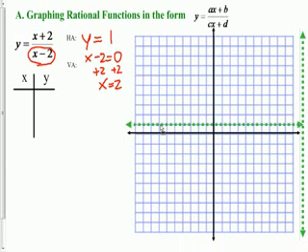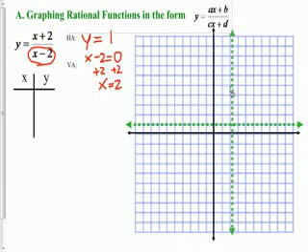Let's go ahead and set these. I've got some lines to help us out here. Here's 1, and y equals 1 is there, and x equals 2 is here. So in a sense, we've kind of shifted our graph over 2 units and up 1 unit.